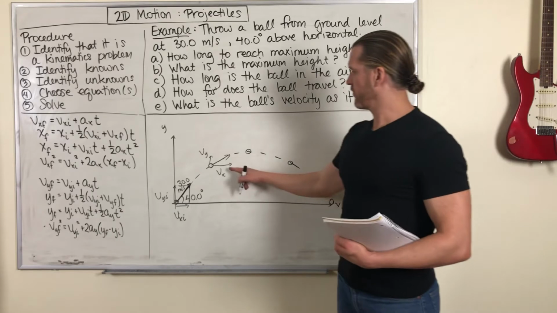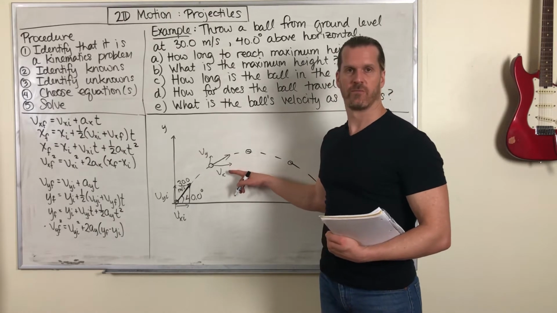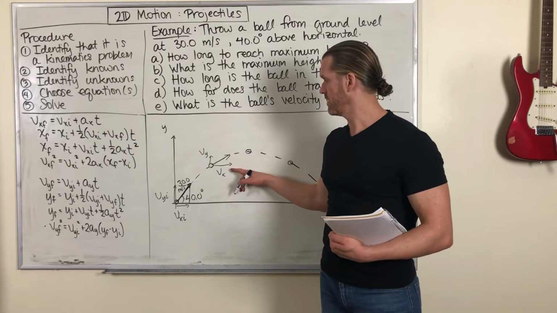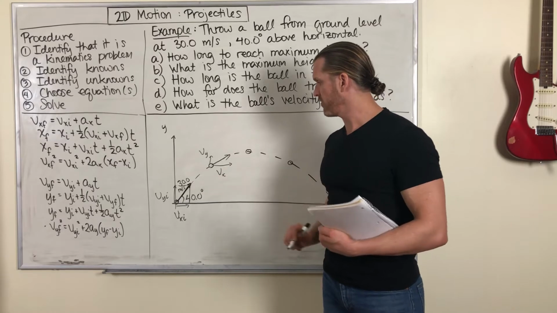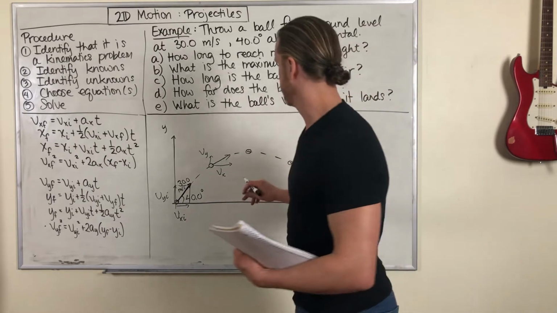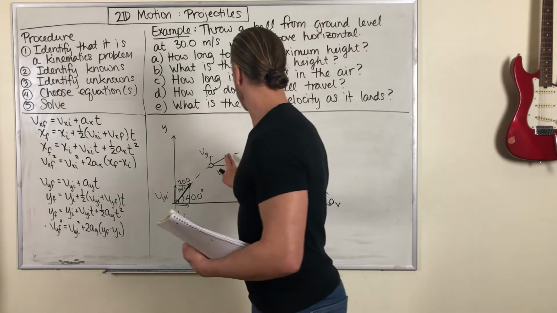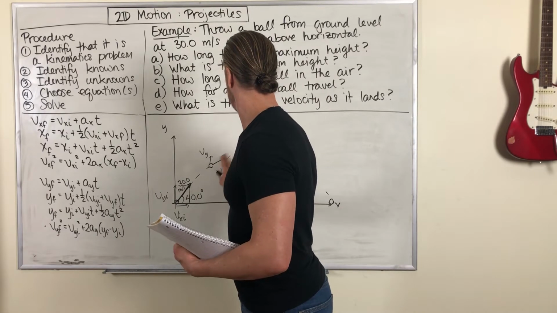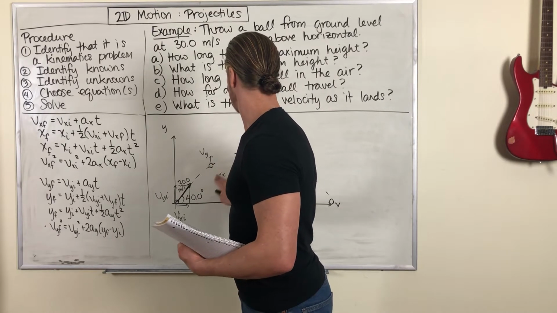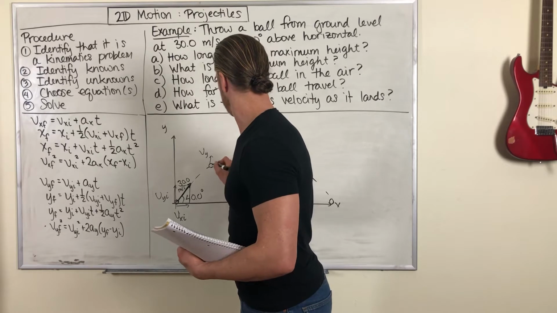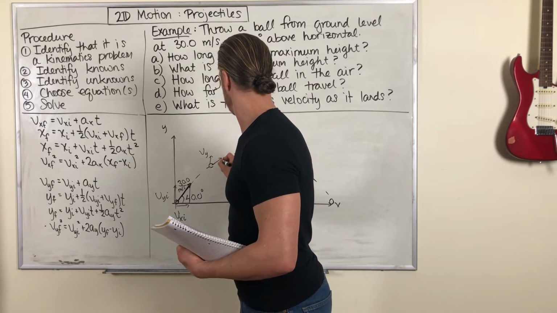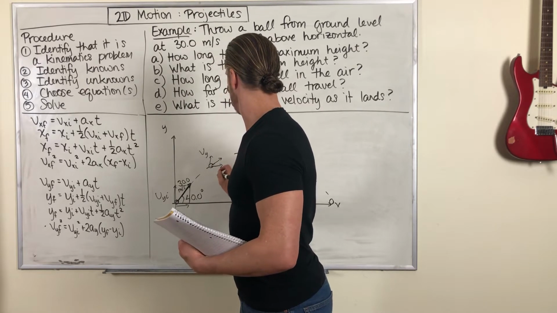And now something interesting happens with this velocity vector. In the horizontal direction, I didn't draw this very well. Let me change that sketch a little bit. There, that's better.